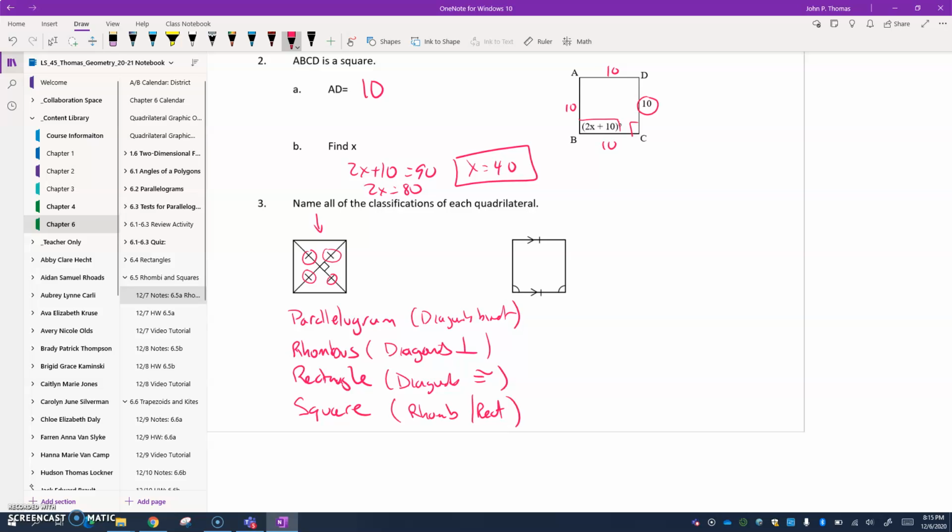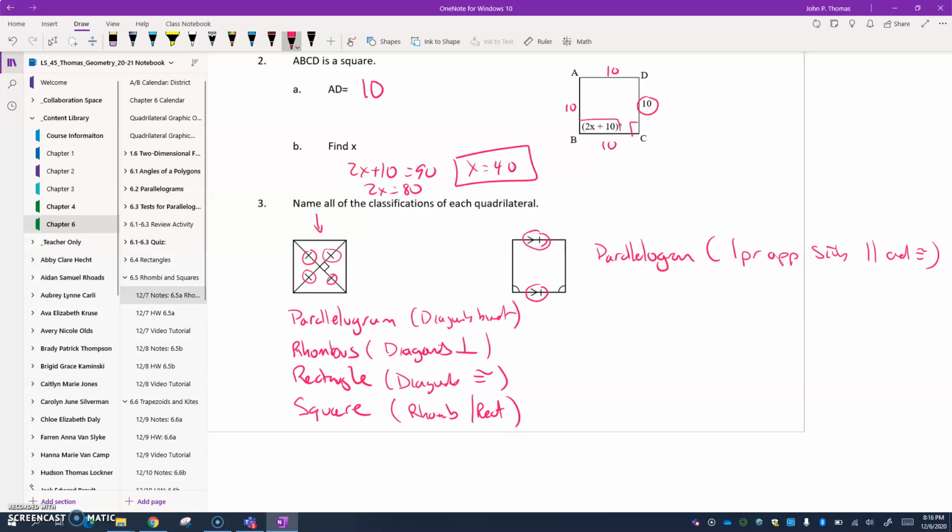So if I look at the next one, the first thing that I notice is I've got a pair of opposite sides that are both parallel and congruent. And when I have a pair of opposite sides that are both parallel and congruent, that is a parallelogram. So one pair of opposite sides, parallel and congruent, means we have a parallelogram.